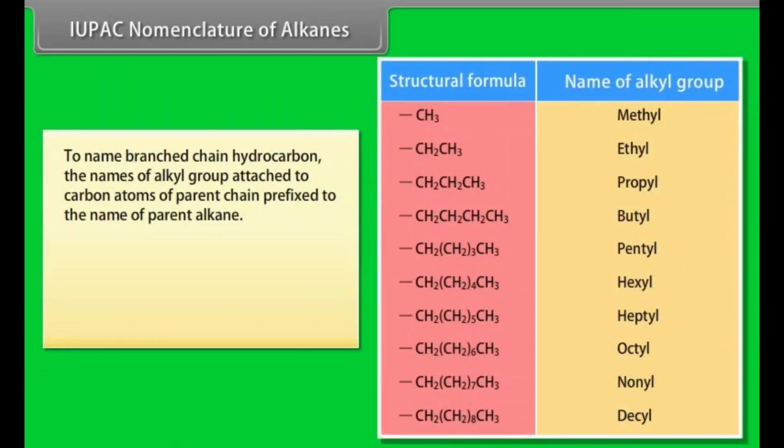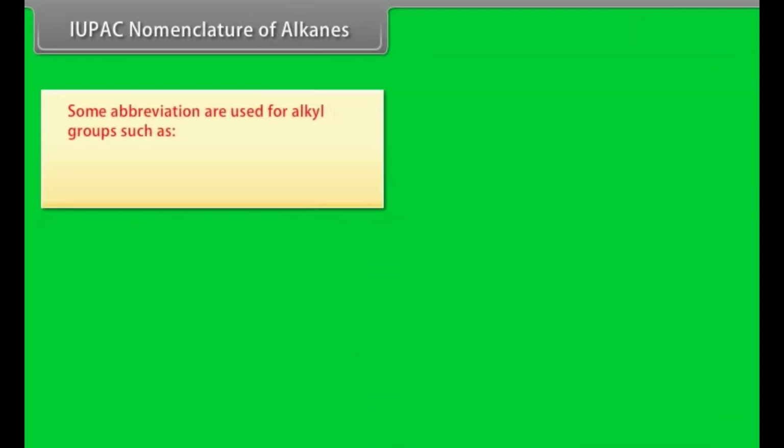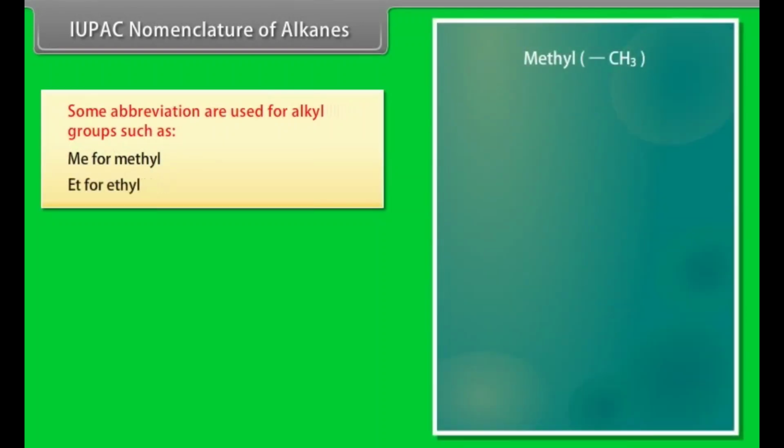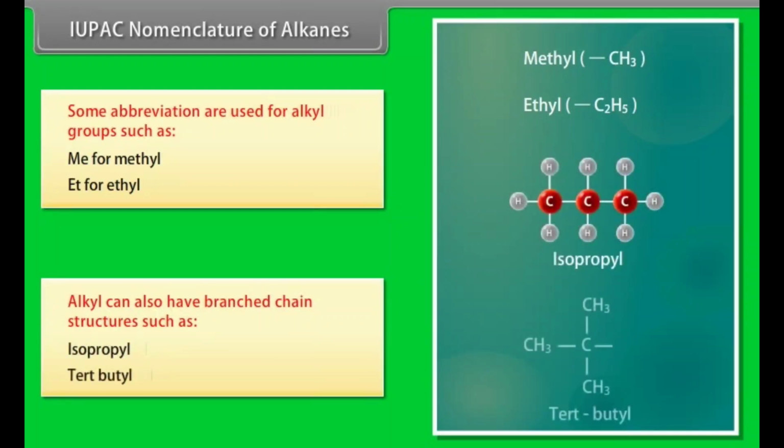To name a branched chain hydrocarbon, the names of the alkyl groups attached to carbon atoms of the parent chain are prefixed to the name of the parent alkane. An alkyl group is formed from a saturated hydrocarbon by removing one hydrogen atom from a carbon. To name an alkyl group, we substitute YL. Some abbreviations are used for alkyl groups, such as Me for methyl, Et for ethyl. Alkyl groups can also have branched chain structures such as isopropyl, tert-butyl.